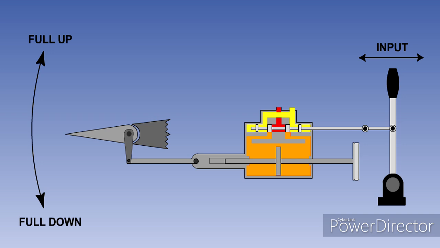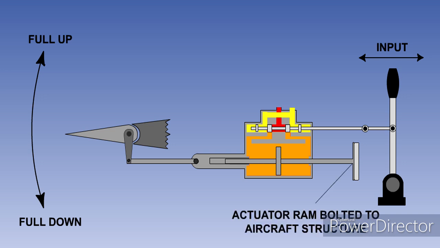In a fully powered flying control system, all of the work in operating the flying control is done hydraulically. There is no direct connection between the pilot's input and the flying control surface. The system components are very similar to those used in the power-assisted system. The Powered Flying Control Unit, or PFCU, is the same, except that in this case the actuator ram is bolted to the aircraft structure. This means that the ram cannot move. The pilot's control only operates the servo valve.